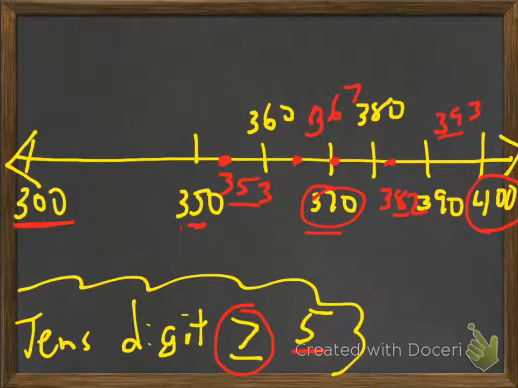Let's take one for example. How about 367? Again, we want to round to the 400 spot, so we look at the hundreds, which is 3, and we look over here at the 6. And the 6 is greater than 5, so we can round up to 400. So again, the rule is if it's a 5, a 6, 7, 8, or 9, we can round up.